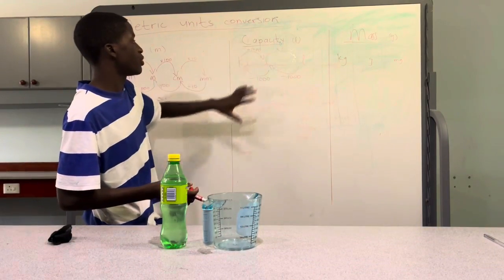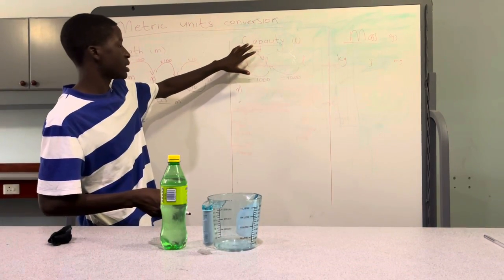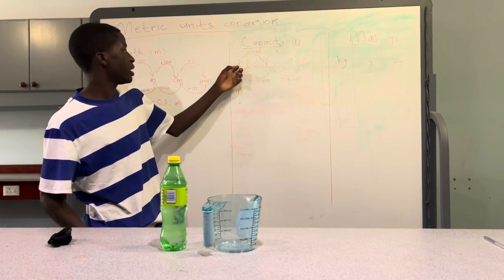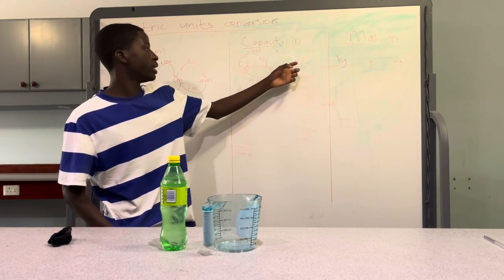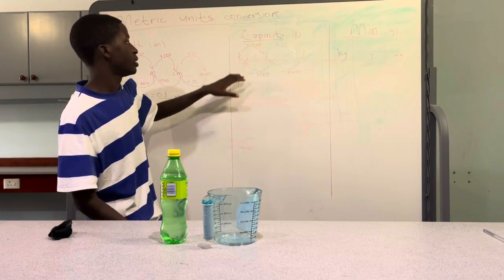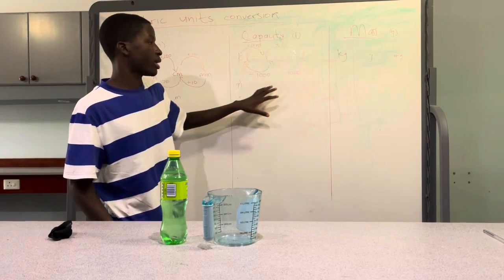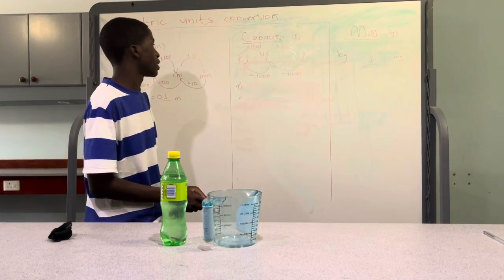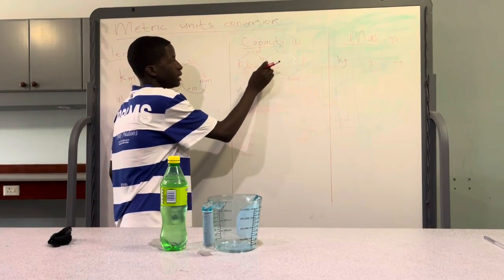Okay, let's move on to capacity. For capacity, our base unit is liter. As you can see here, kiloliter, liter, and milliliter. Liter is just appearing in both of these. This one is our metric unit conversion diagram. Okay, we have kiloliter, liter, and milliliter.